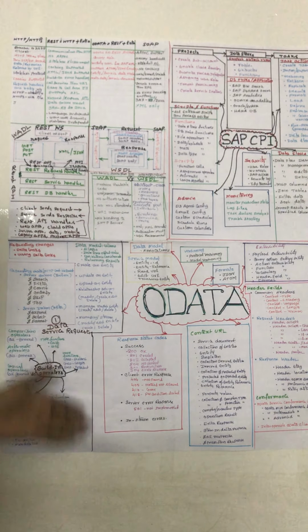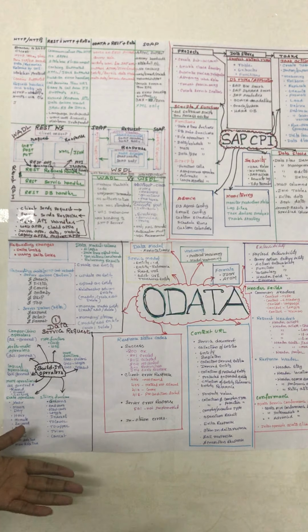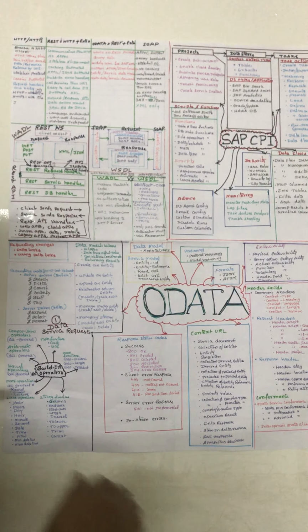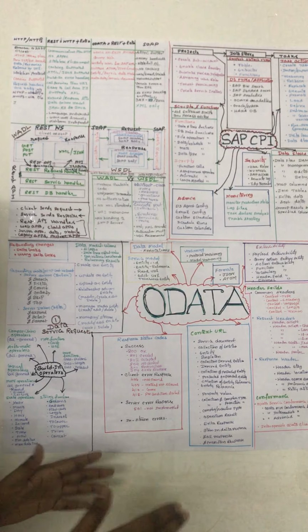WADL is machine readable, no authentication is required, there are no XML standards, the URI mechanism is very important here, and there is no binding to an SMTP server. So these are the characteristics of WADL.